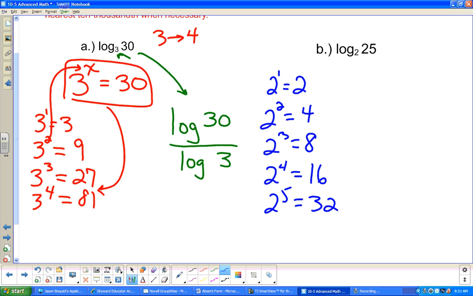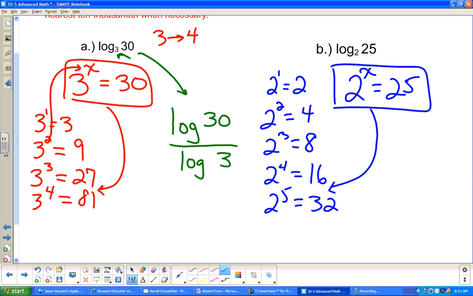32. So I have found a place where this kind of fits, because what question is this really asking? It's asking 2 to what power will give me 25. That's really what it's saying. And so I would say this one fits in right there. So between 4 and 5 somewhere. This one's kind of right in the middle, isn't it?